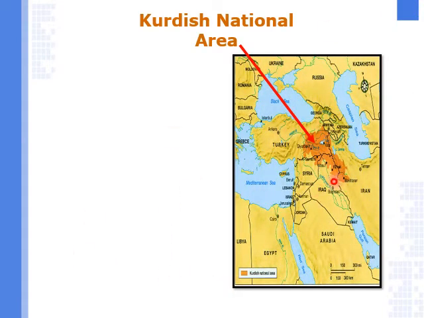In this map, you can see in the brown area pointed by this arrow the Kurdish national area. That is between Syria and Iran, to the north of Iraq. Kurdish is an example of ethnic conflict.